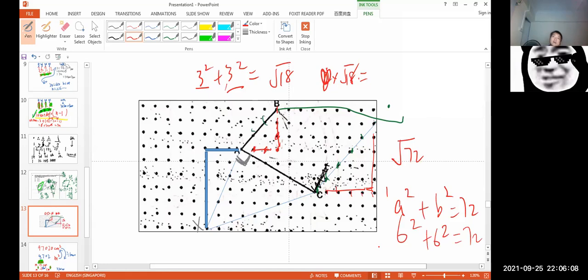Find 6 dots here, 1, 2, 3, 4, 5, 6. Then up 6 dots, 1, 2, 3, 4, 5, 6. Yeah, good. Then after that, this length will be double this. Does it make sense to you? This is called the Pythagoras theorem. You might need to use it.